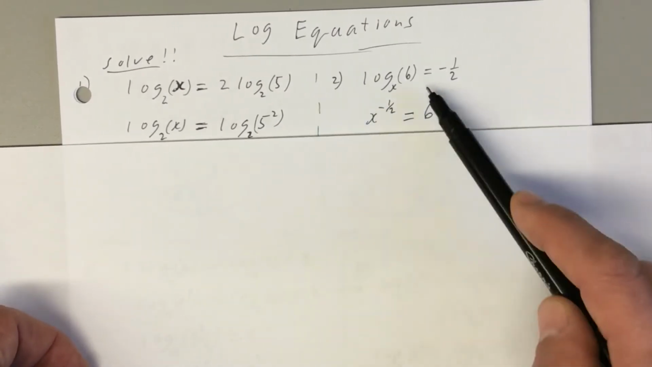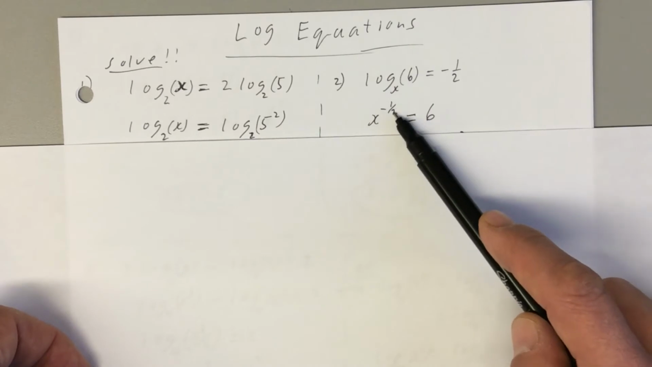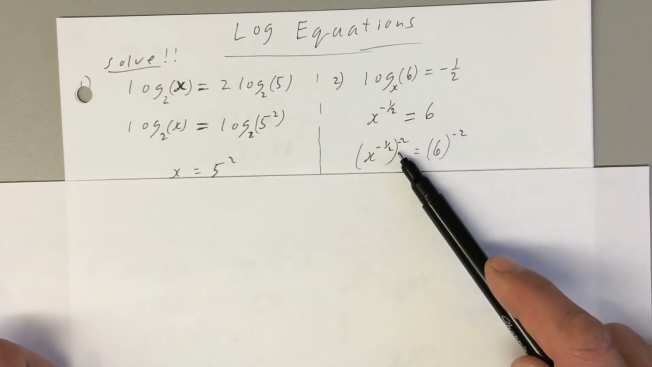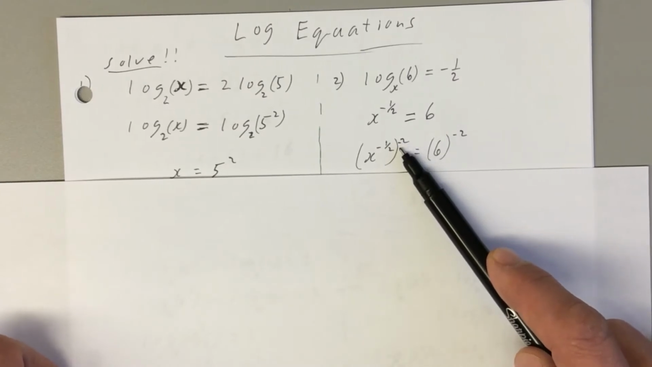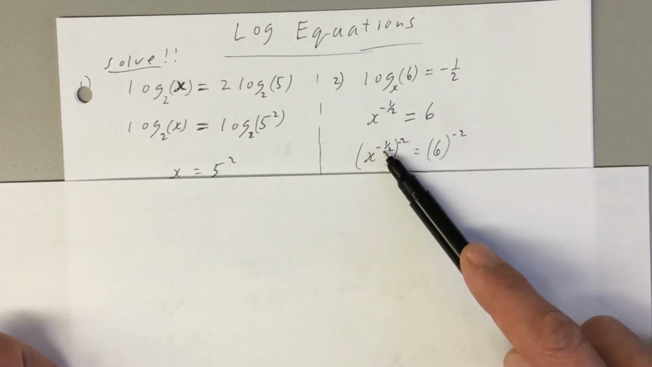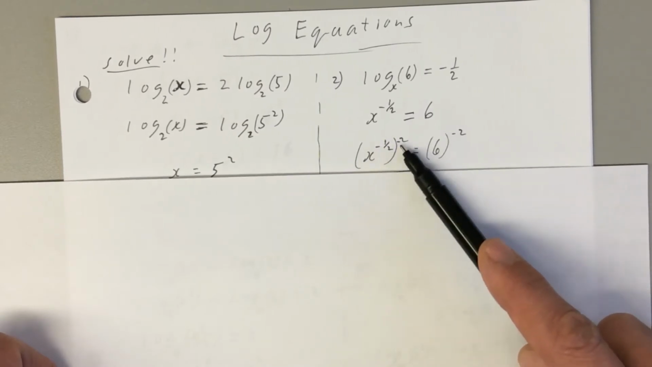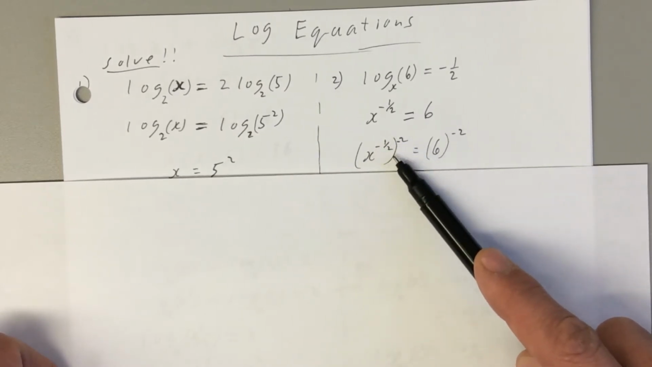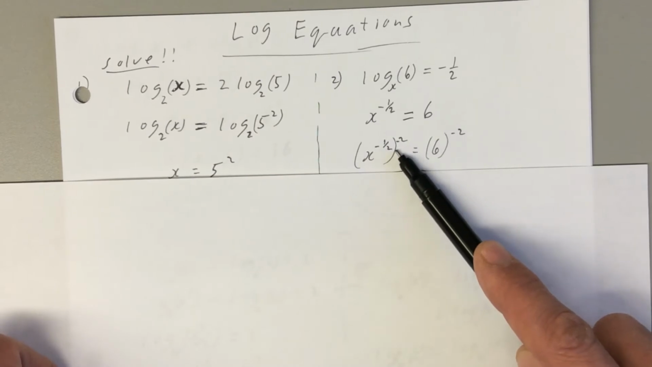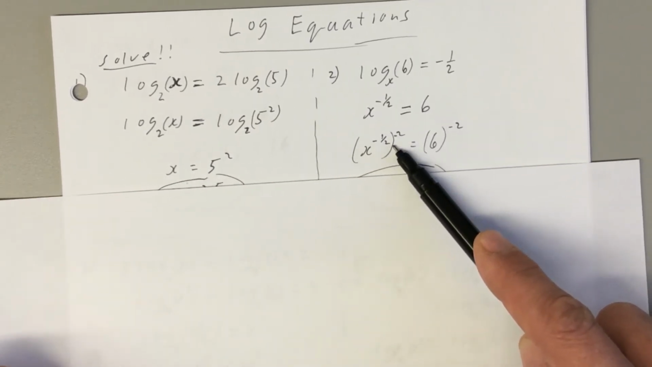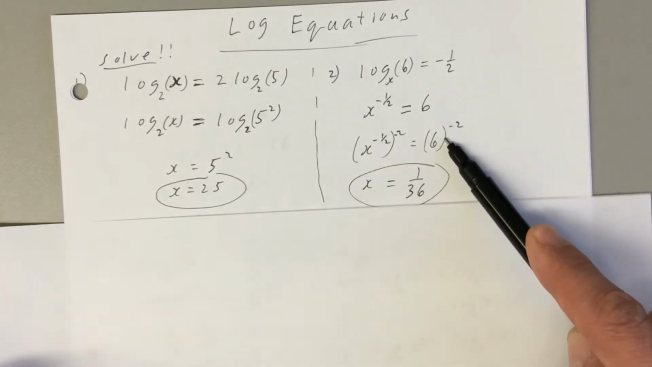We can raise both sides to the power 2. That would get rid of the half, but you still have the negative 1. So instead, we do both sides to the exponent negative 2. Negative 2 times negative 1/2 gives you 1. A power of a power means you multiply those. So when you multiply these, you're going to get positive 1 on this side, so x to the 1. And on this side, you're going to have 6 to the negative 2.